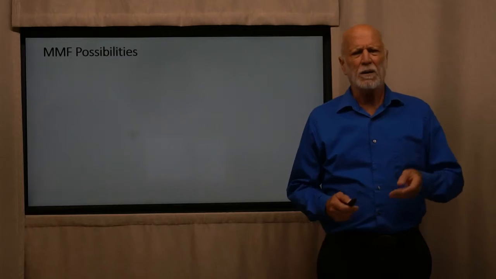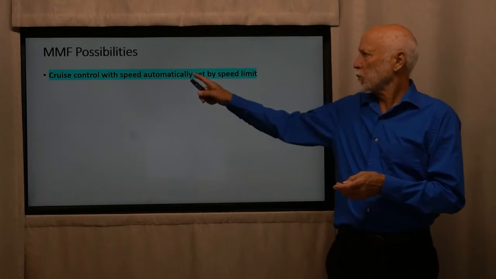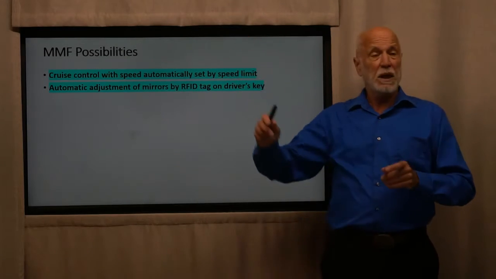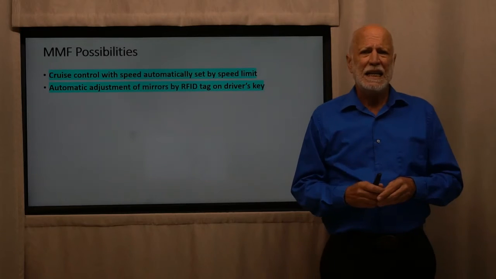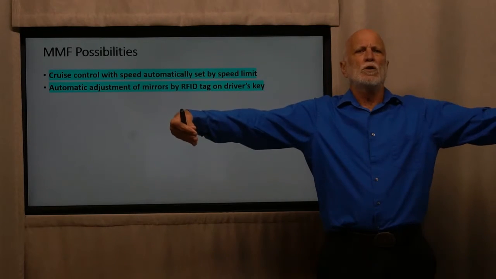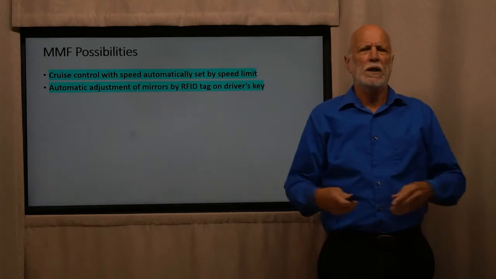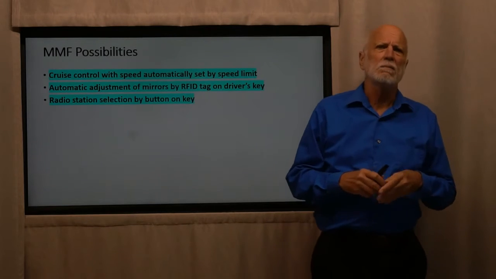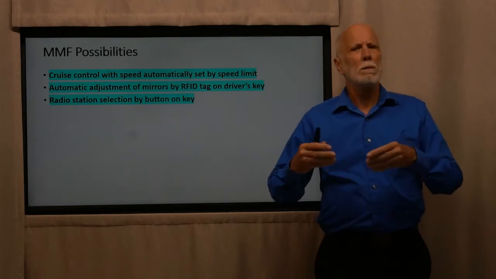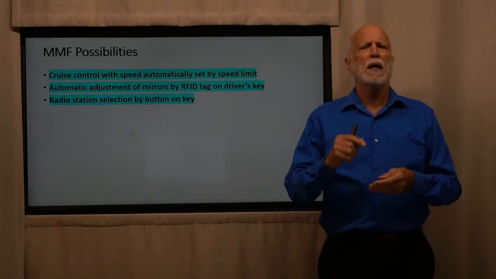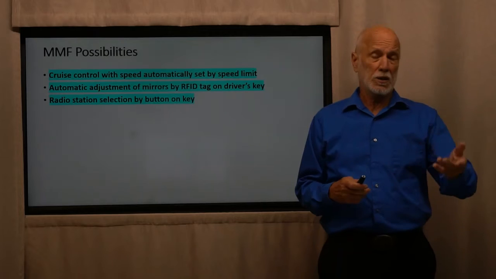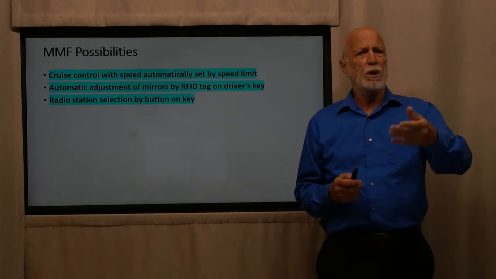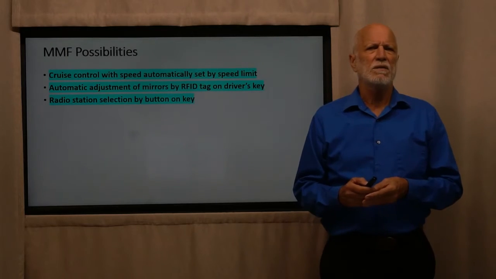So what are some other MMF possibilities? Well, we got the cruise control with the speed automatically set by the speed limit. We got an automatic adjustment of mirrors by an RFID tag in the driver's key. So when you get in, the mirrors just set themselves to where they should be. Or maybe the radio station has a selection on the key. So when the passenger gets in and also has a key, they click a button and the radio stations change to the passenger's preferences. All those MMFs, we come up with hypotheses and that business value.